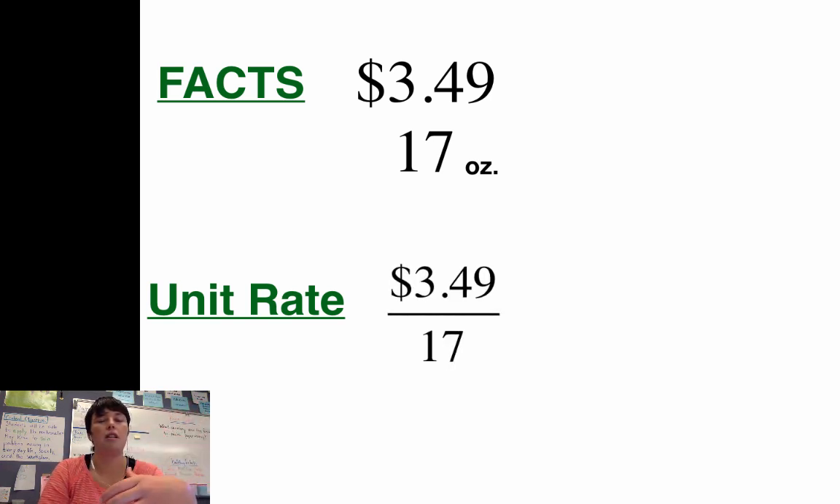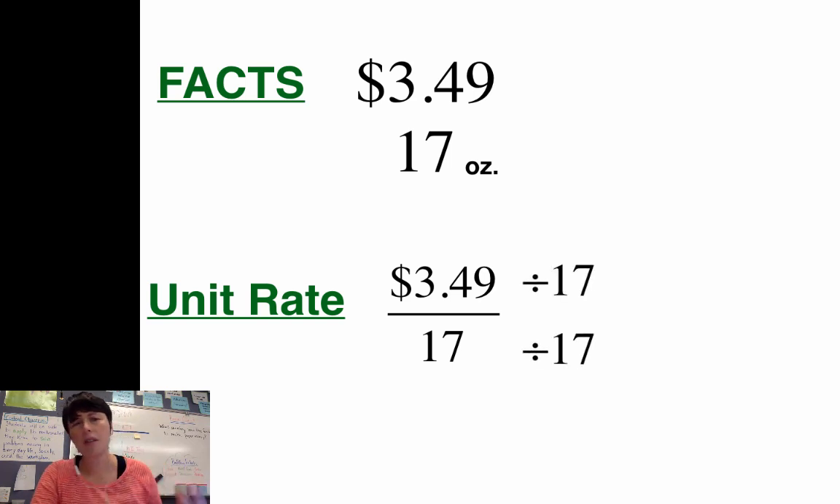$3.49 over 17. But to make it a unit rate, I want to know how much does just 1 ounce cost. So we're going to divide this down by 17. Something we've already learned how to do. And I'm going to need a calculator because $3.49 divided by 17 is not something I know in my head. I do know 17 divided by 17 is 1. So I know the bottom of the fraction, but I don't know the top. So if you grab a calculator, you might want to double check me on some of this math here.